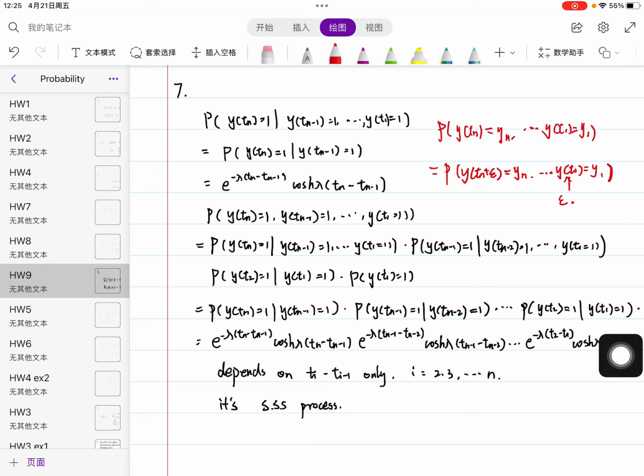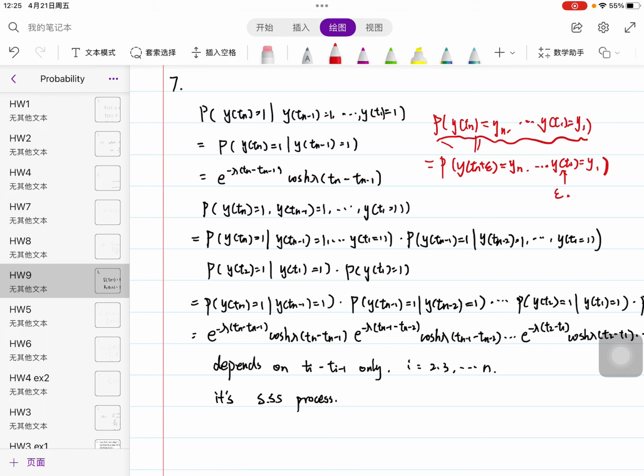Sorry, there should be a time shift. It's like the probability of the original, this probability with a time shift epsilon. The probability does not change. So this is the strict-sense stationary process characteristic.